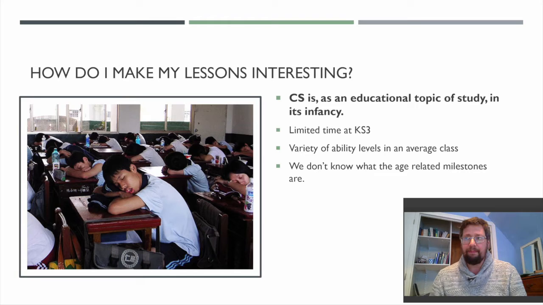That's if you're lucky. There's a huge variety of ability levels in your average class because of the variety of pathways and backgrounds and pre-exposure to the subject that people have. We don't know the age-related milestones for the subject. So, for example, I think it's Jeanette Wing talks about, in maths, we know that X child will be able to do this by age 6 mathematically, this by age 10 mathematically, this by age 15 mathematically. And your average child will conform to these milestones. We don't know what those milestones are for computer science.